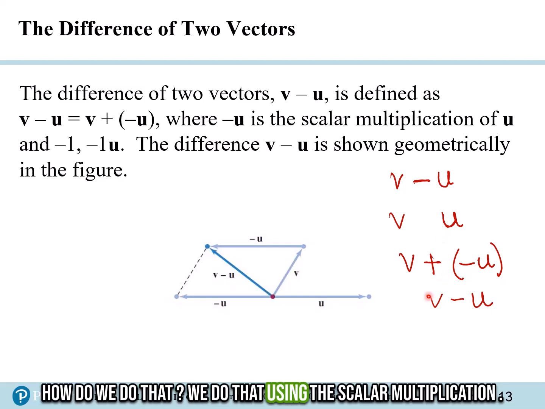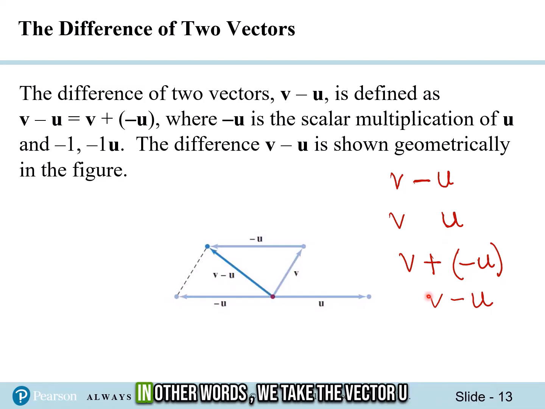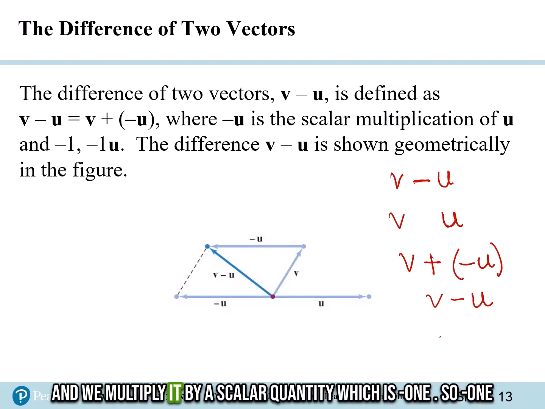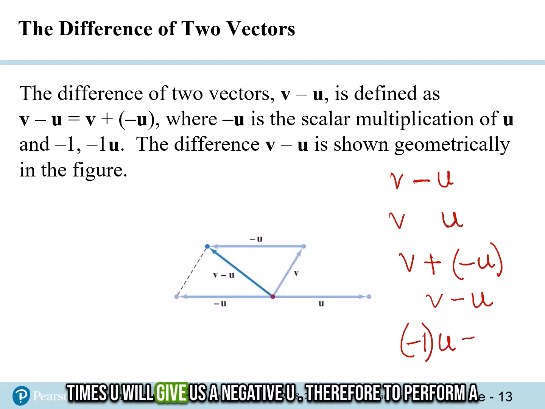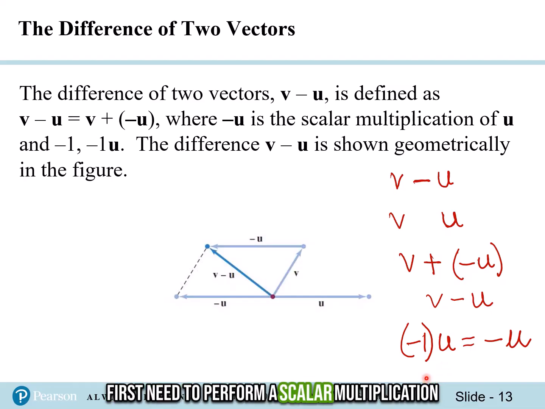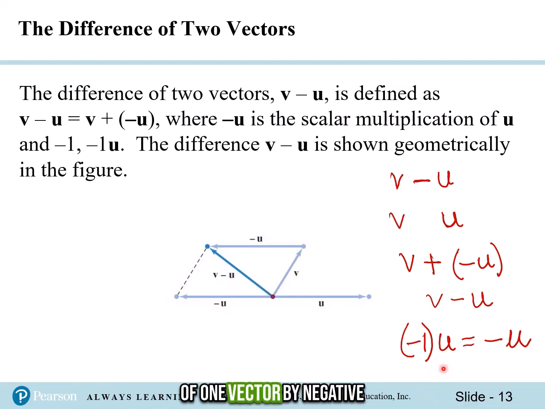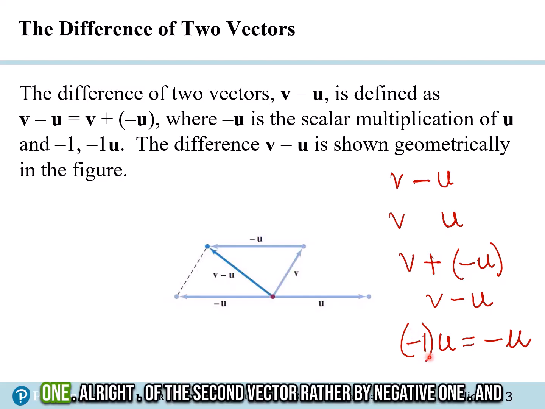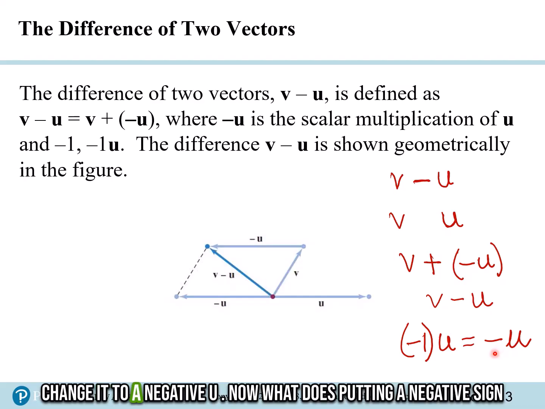We do that using scalar multiplication. In other words, we take the vector u and we multiply it by a scalar quantity which is -1. So -1 times u will give us a negative u. Therefore, to perform a subtraction or to find the difference of two vectors, we will first need to perform a scalar multiplication of the second vector by -1, and change it to a negative u.